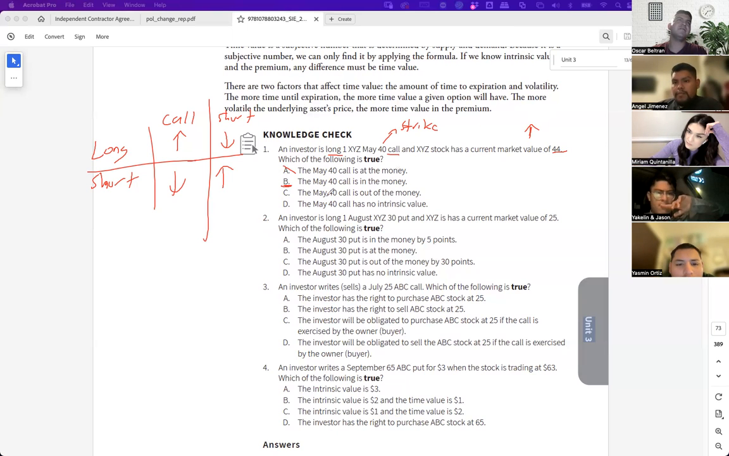All right, let's look at the rest. May 40 call is out of the money. Is that right or correct? False. That's false because why? It's in the money. Current value is above 40, so it's in the money. Yep, there you go. It's wrong.